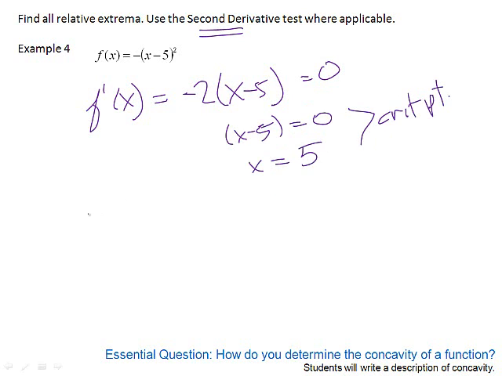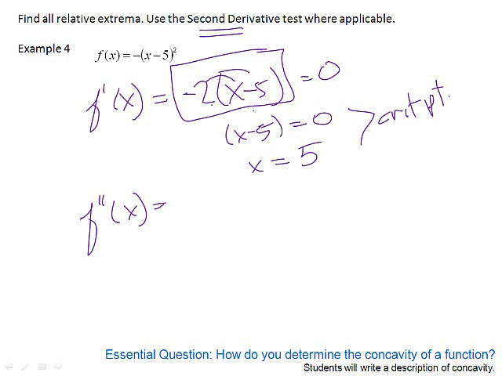All right. What do I have to do now? Second derivative off of this piece right here. Okay, just think about it. Couldn't I distribute that in? So it's really like saying -2x plus 10. What's the derivative of that? -2. So now let's try our sign chart.